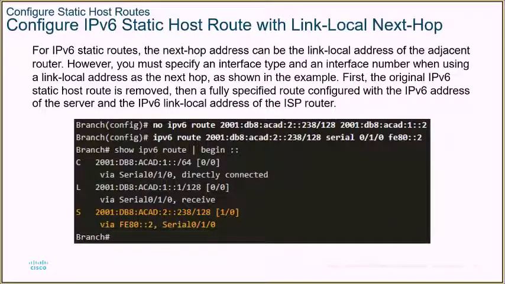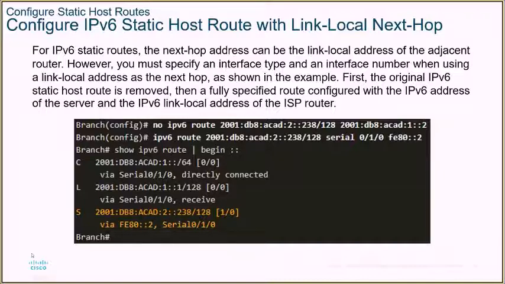So, configure an IPv6 static host route with link local next hop. For IPv6 static routes, the next hop address can be the link local address of the adjacent router. However, you must specify an interface type and an interface number when using a link local address as the next hop, as shown in the example.